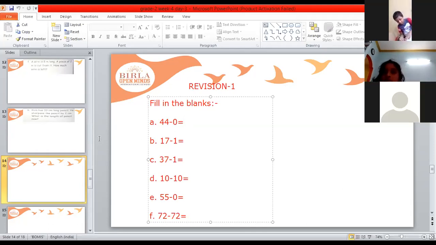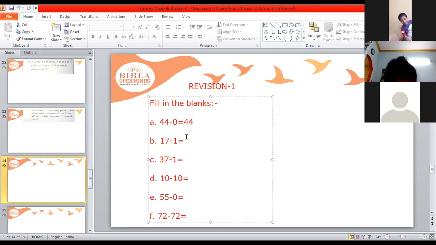Swarnika, tell me, answer for first bit. 44 minus 0 is equal to? If you are subtracting 0 from any number, what will you get? 44, ma'am. Yeah, 44 minus 0 is 44. Very good. That's the correct answer.